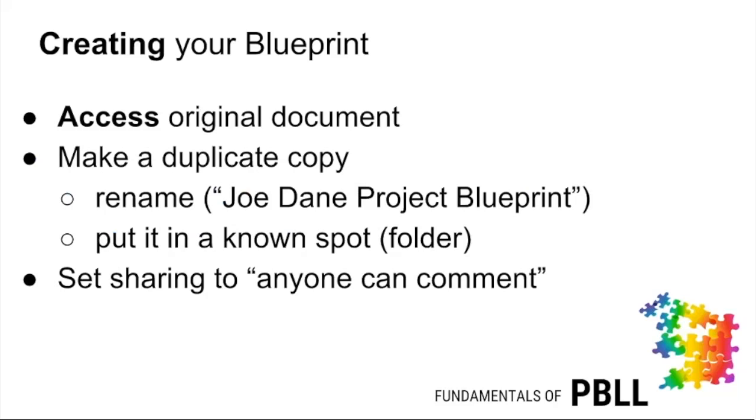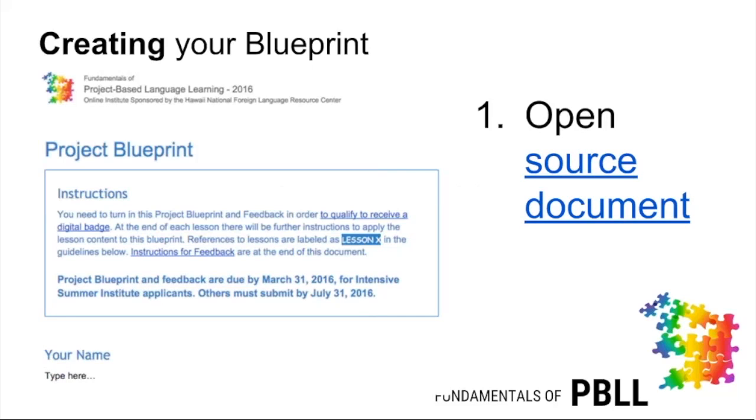The process of creating your blueprint means that you are accessing the original document, that is, the template called the project blueprint. You're going to make a duplicate copy of that blueprint. You're going to rename it using your own name, which here is Joe Dane. You're going to give it that name so that we know whose copy it is. You're going to put it somewhere where you know it is, although that's not so important because in Google Docs you can always search for something. And finally, you're going to set the sharing so that anyone can comment. Let's look at a little detail on what I just said.